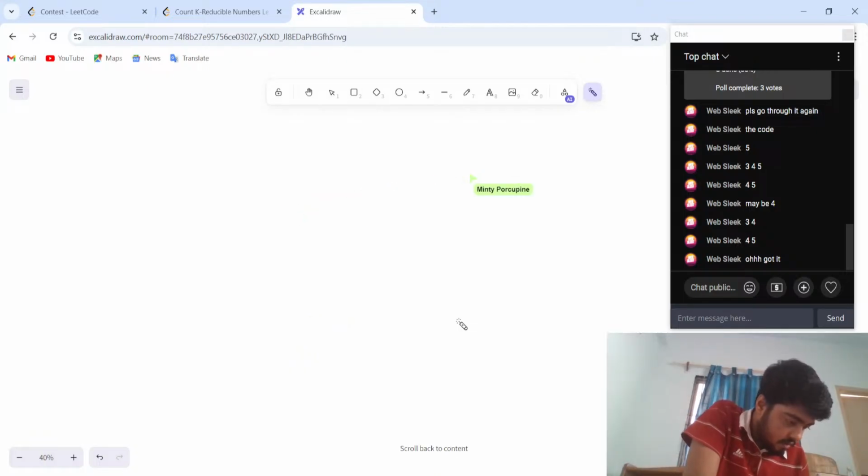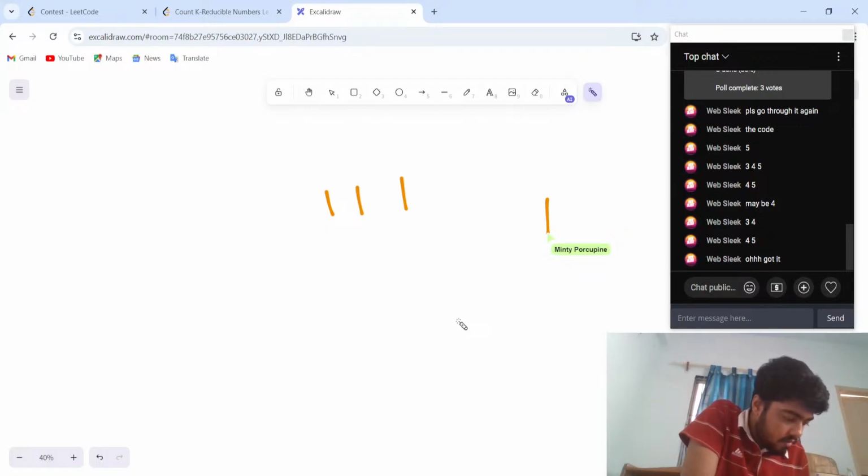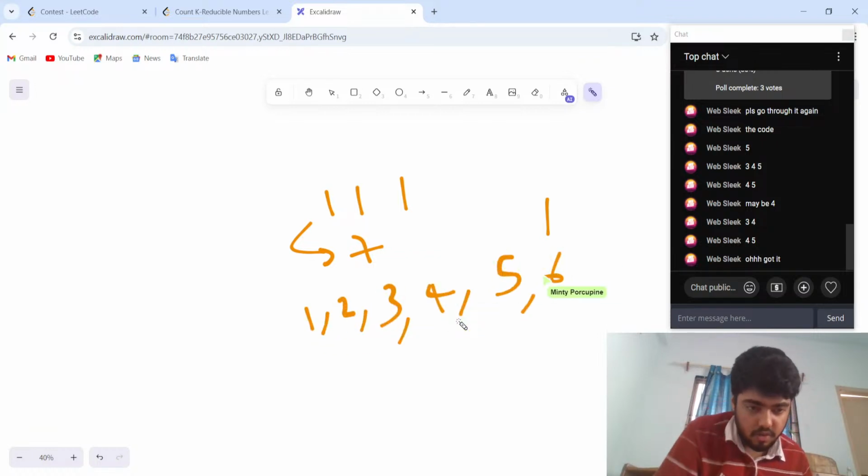111, okay. And the value of k is 1. So what is 111? It is basically nothing but 7. So we have to check for 1, 2, 3, 4, 5, 6. 7 is not there, right? We don't check for 7.